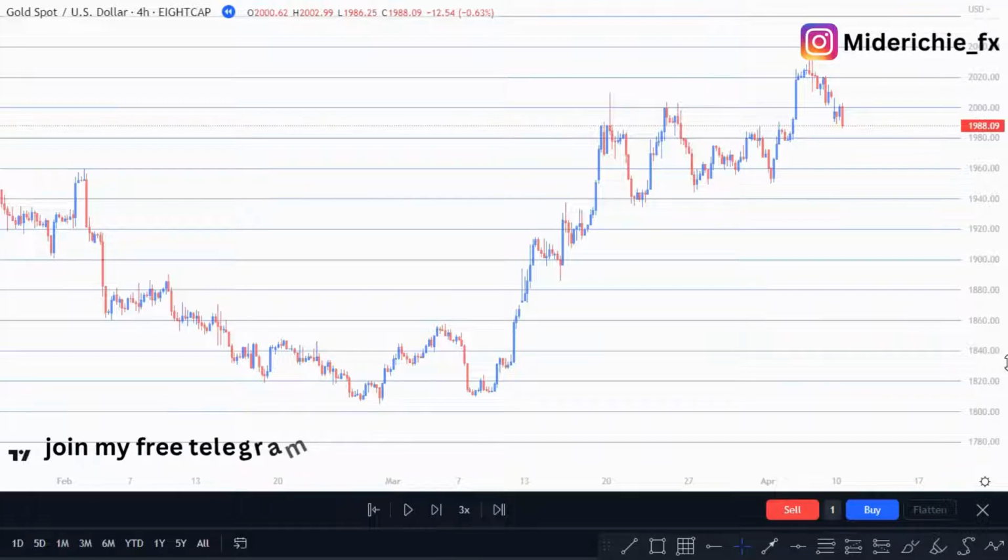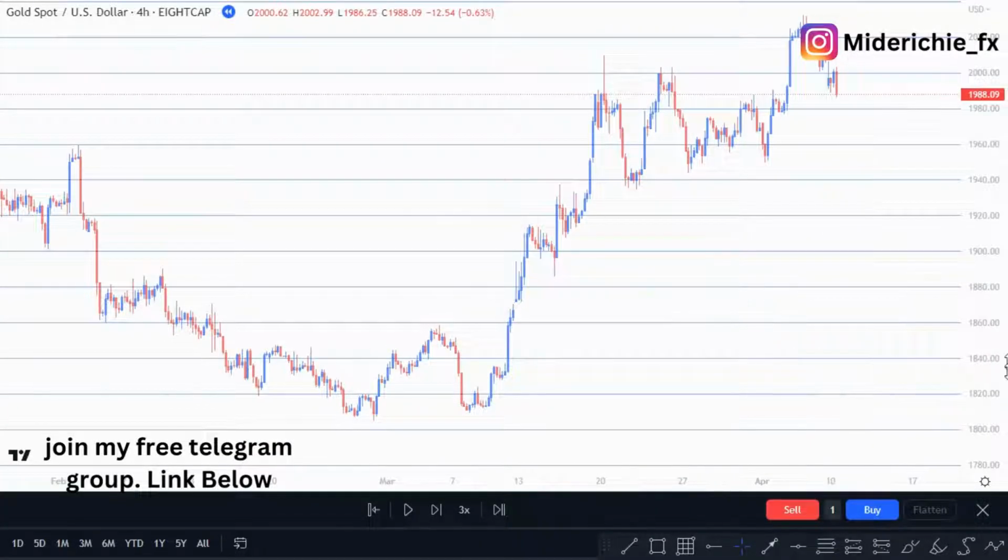So welcome back guys. Now let's get straight into it. As you guys can see on the four-hour chart on gold, we are very much bullish. The order flow is bullish and the structure is very bullish. So now let's break it down.